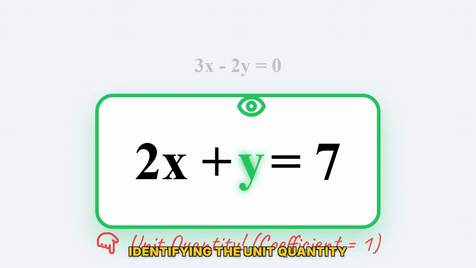Now, look at the two options. The textbook says, in this case, write y in terms of x from equation 2. Why? Look closely at equation 2. The variable y is completely alone, it has a secret invisible coefficient of 1. It is a perfect unit quantity.